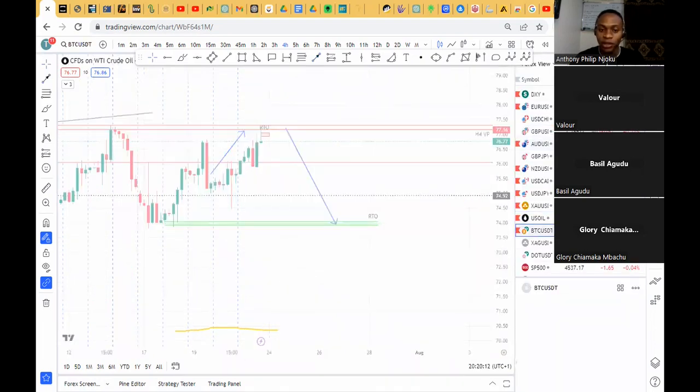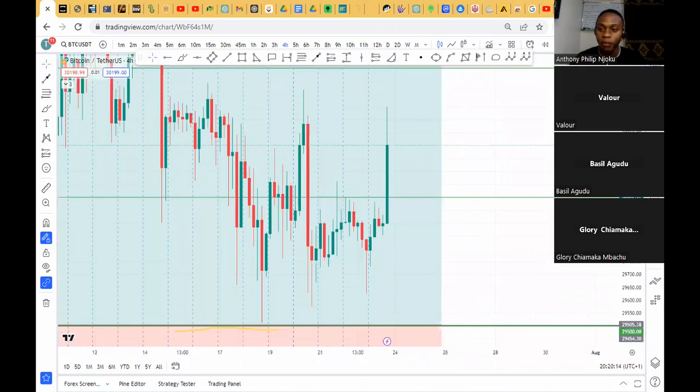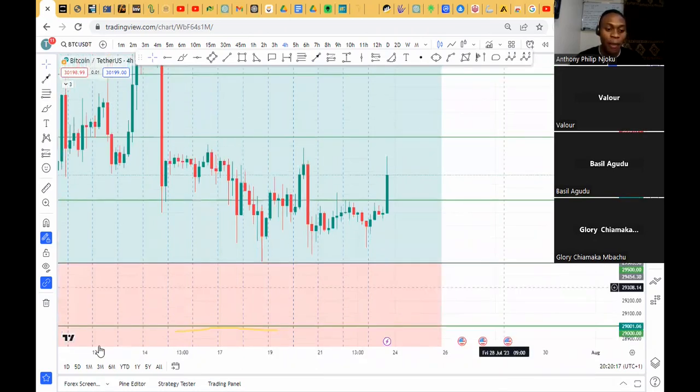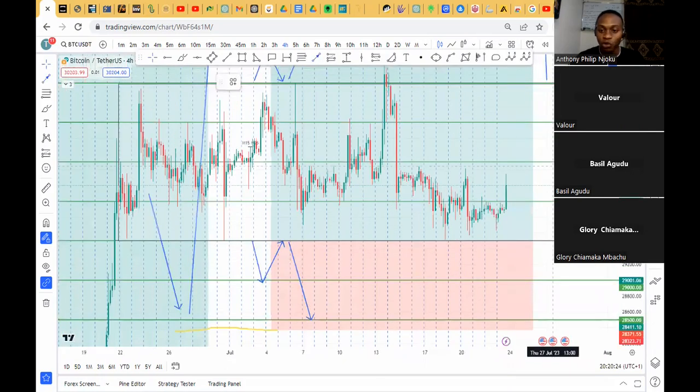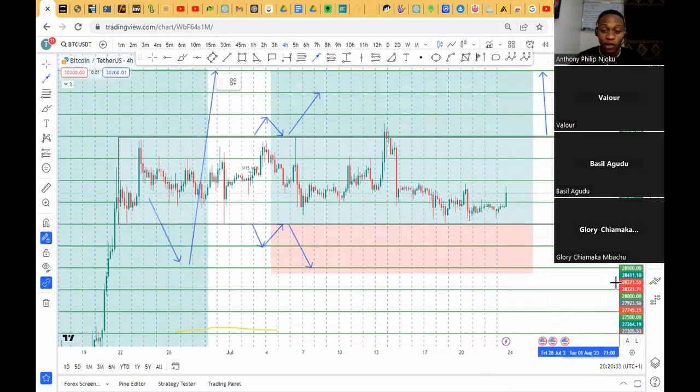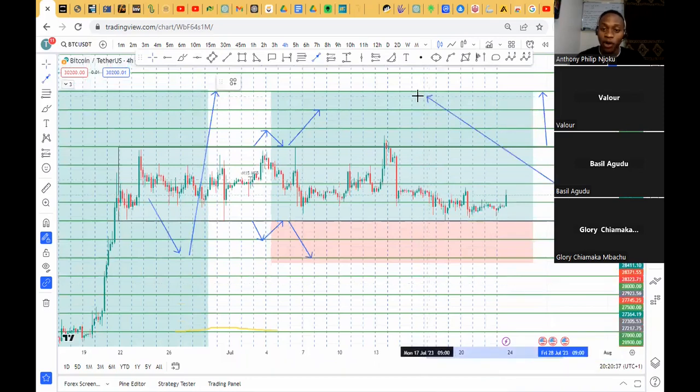Then the last on the list is Bitcoin. Currently on Bitcoin, I have a bias that the market will come and sweep liquidity. Market needs to come and sweep liquidity below this level. This is the psychological level of 29,500. And I have a 1:3 trade setup. My overall target is this $33,000 mark, psychological level. So if we sweep liquidity over here, I'm looking for a buy setup.